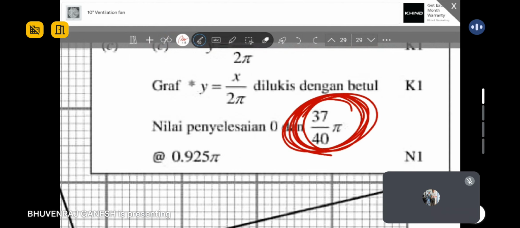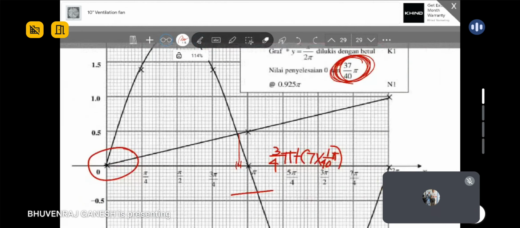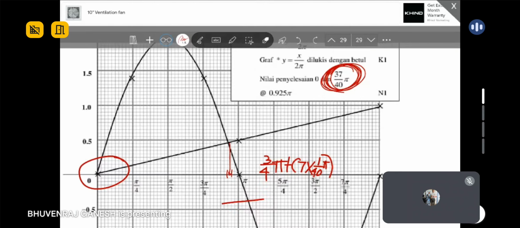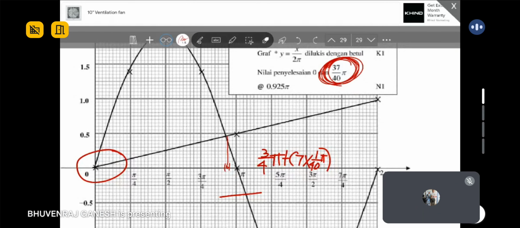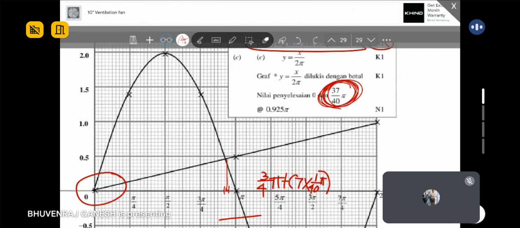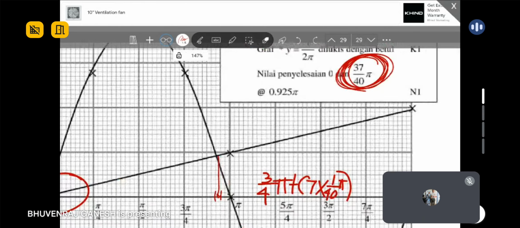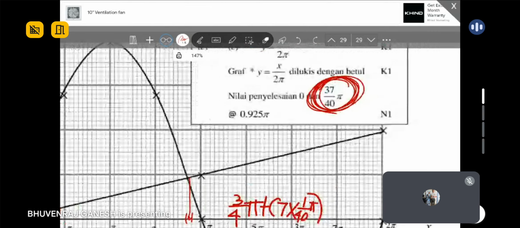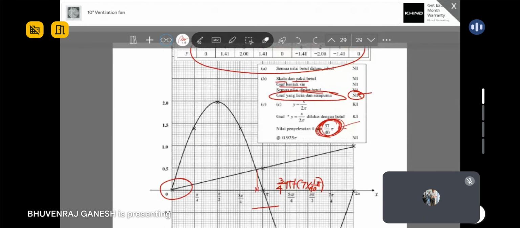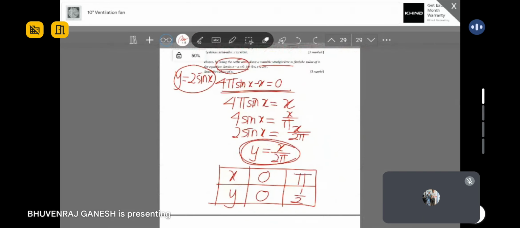Because they will have a range. Sebab setiap orang punya sign graph dia takkan sama. Betul? Okay, usually when you guys draw the sine graph, there will be difference. So the point that it intersects is also different. Titik persilangan pun beza. So don't worry so much on this value. Okay, there will be a range. Jangan risau.